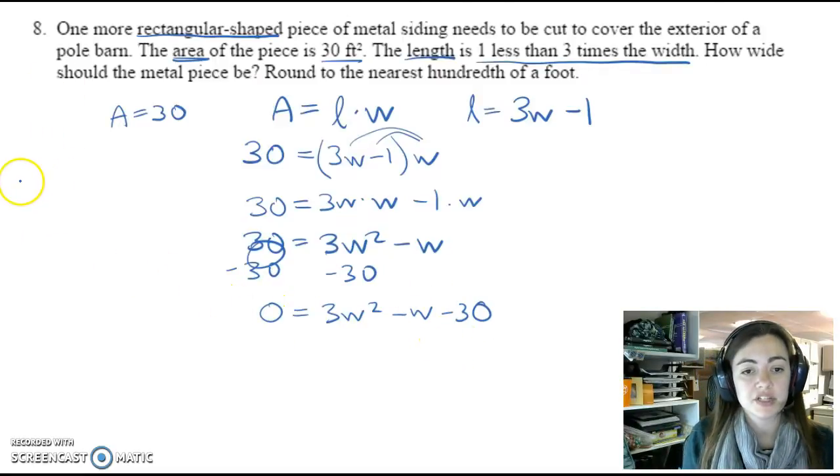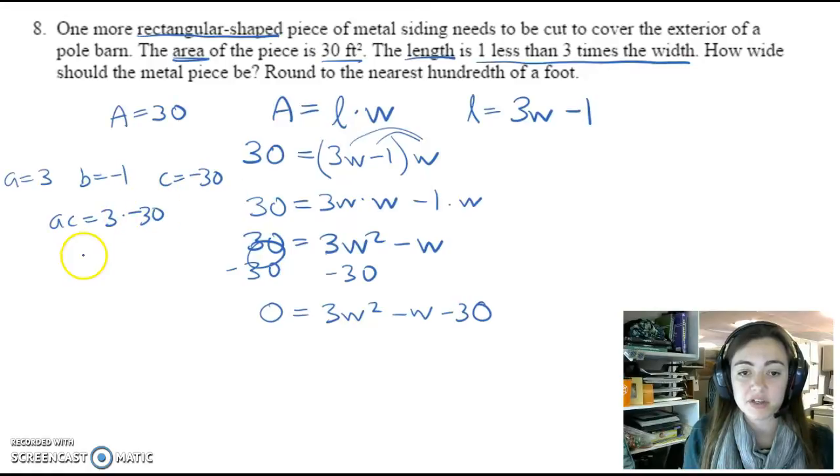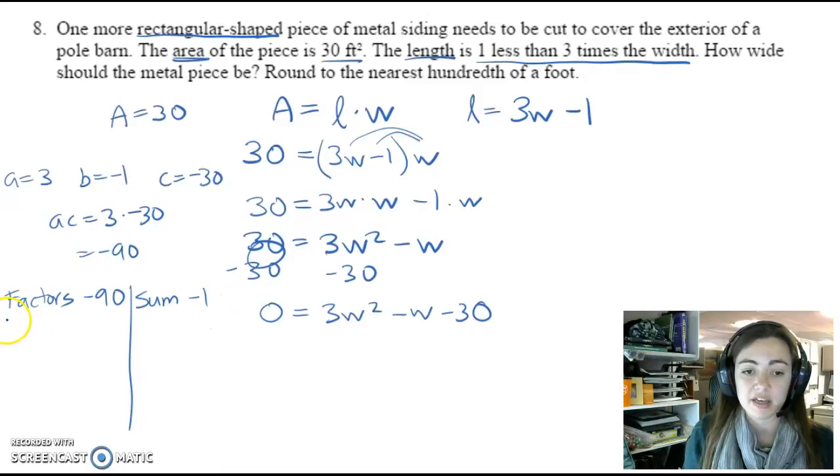Alright, so off to the side I usually write my a, b, c, and ac. So a is equal to 3, b is equal to negative 1, c is equal to negative 30. So ac is 3 times negative 30, or negative 90. And remember, I'm looking for factors of ac, so factors of negative 90 that add or sum to b, in this case, negative 1.